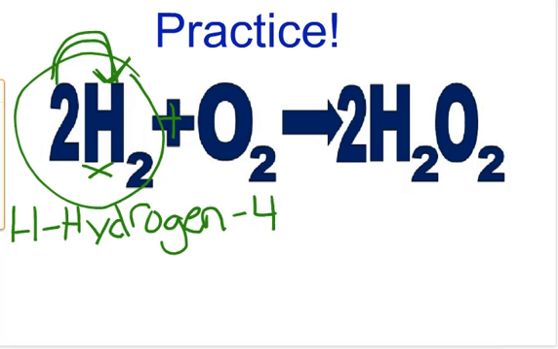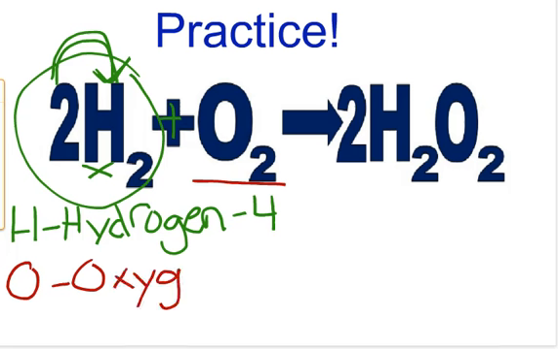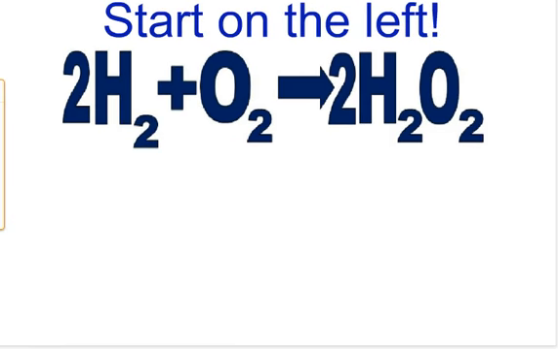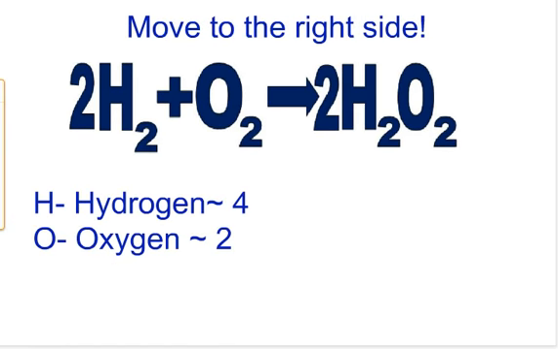We're going to look at oxygen now. There is only the subscript 2. So that means there are only 2 oxygens. So there are 4 hydrogen atoms on the left and 2 oxygen atoms on the left. Oh, we skipped it. Now we're going to move to the right. We already did the left, which is hydrogen is 4, oxygen is 2. Remember, we look at each element individually.